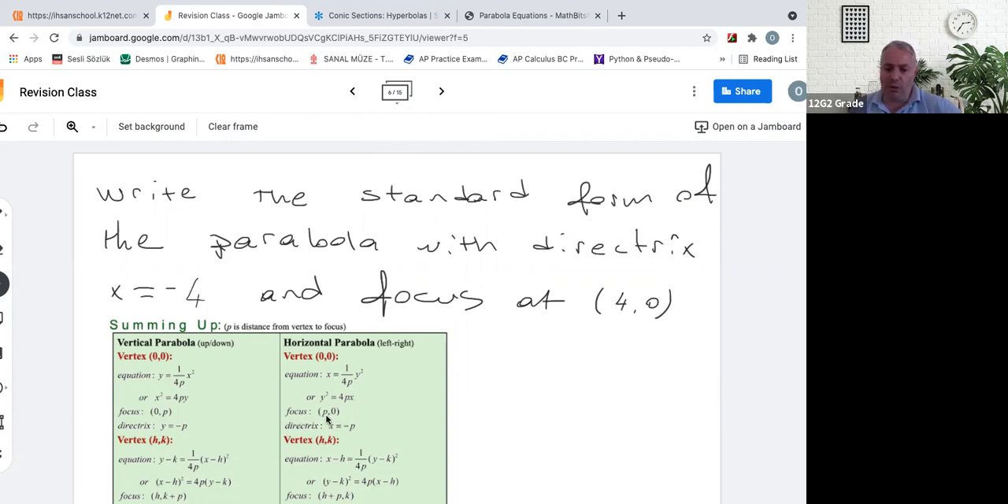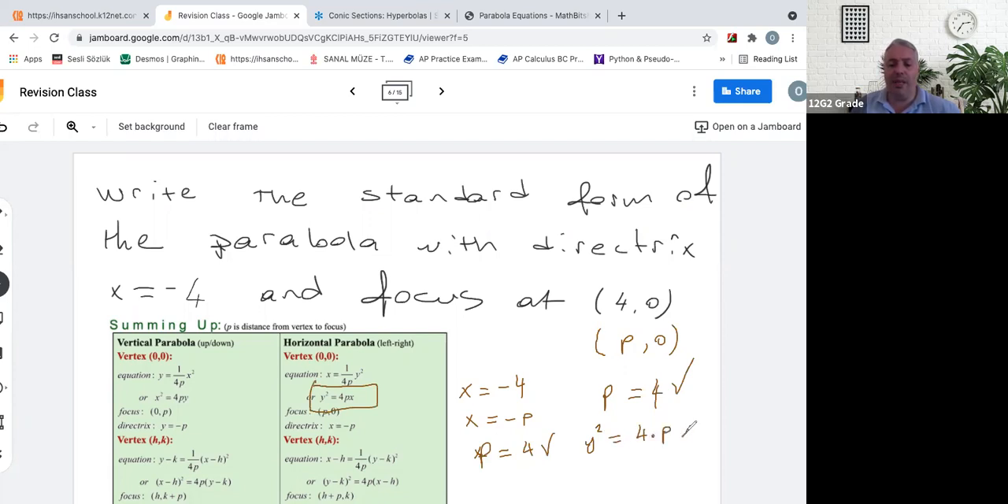When you know the focus, which in our question is p comma 0, so p is equal to 4. And even you can say that the directrix, which is -4, the formula for the directrix is negative p, which is x is equal to -4. So -4 is negative p, that means p is equal to 4. Even here we can say. And then the formula is this one, y squared is equal to 4px.